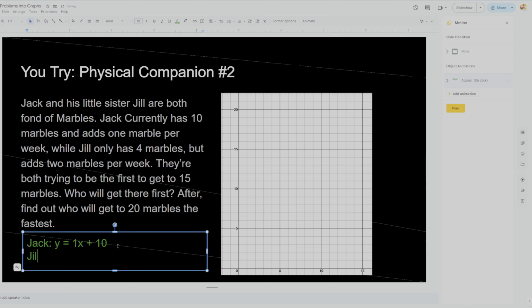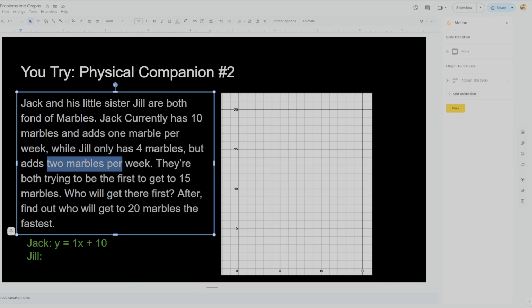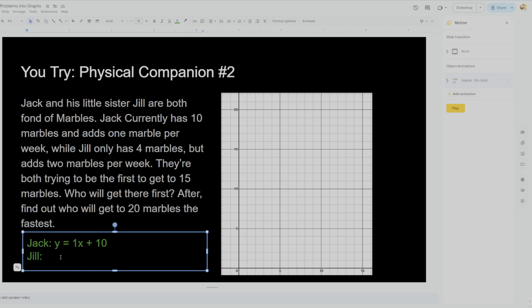All right, Jill is his sister. We'll make her a different color in a minute. Jill has 4 marbles, but she gets to add 2 marbles per week. So it looks like our slope is going to be 2 because of the per. And she currently has 4, so that's going to be our y-intercept. So y equals 2x plus 4. All right, let's go ahead and make Jill blue.